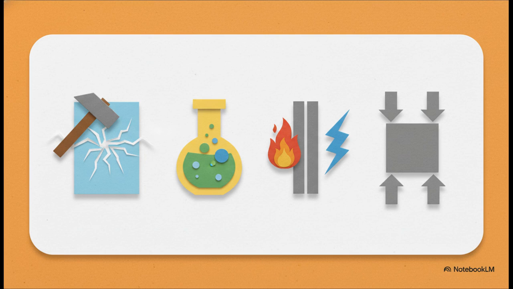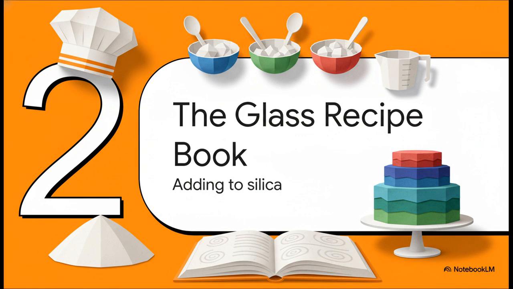Think about it. They're hard, but they're brittle. You can't scratch them easily, but if you drop them, they shatter. They're also chemically inert, which is why we can use them to hold strong chemicals in a lab. And of course, they're great insulators. So keep these shared traits in mind as we start to pull them apart and look at what makes them different. Okay, let's move on to our glass recipe book.